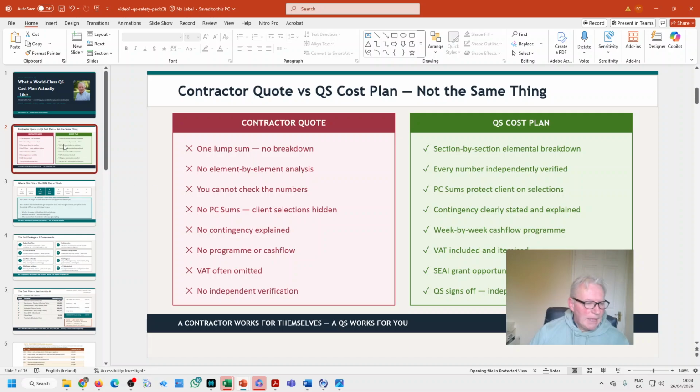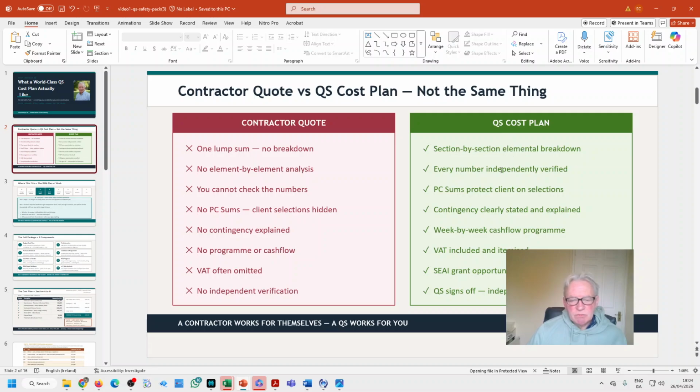Okay. So the first thing is contractor's quotes: lump sum, no breakdown, no elements, no PCs, no contingency, usually very little program, VAT often omitted. Some of them even put the grants in here and take them out. So you can look at something and think that is €100, but actually it's already taken the grants out, so that's 150, 130 euros.